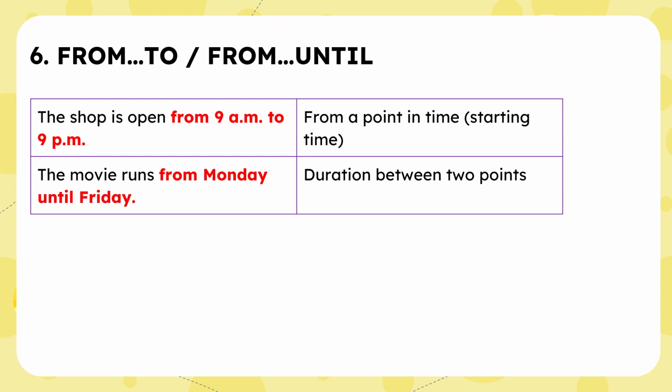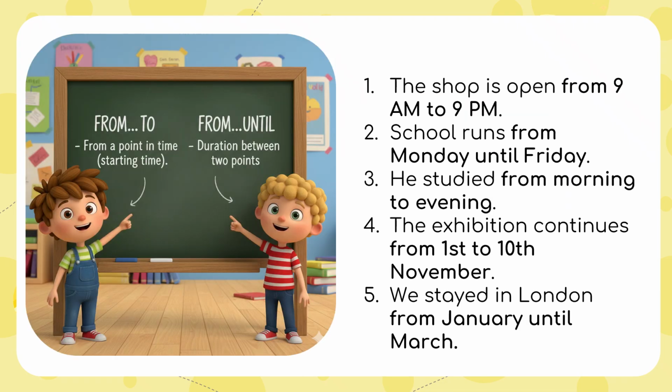For example, the movie runs from Monday until Friday. So from Monday till Friday, the movie runs. That shows the two points, the duration between points. For example, the shop is open from 9 a.m. to 9 p.m. School runs from Monday until Friday. She studied from morning to evening. The exhibition continues from 1st to 10th November. We stayed in London from January until March.